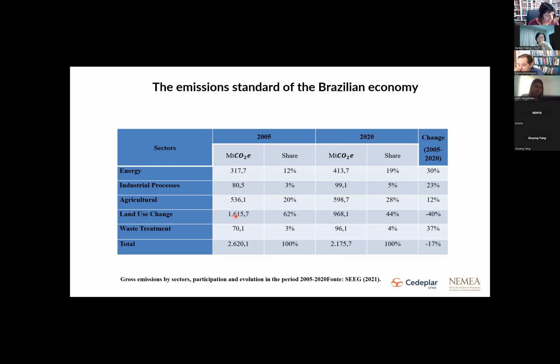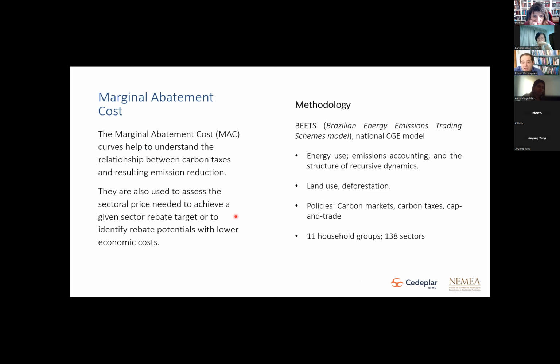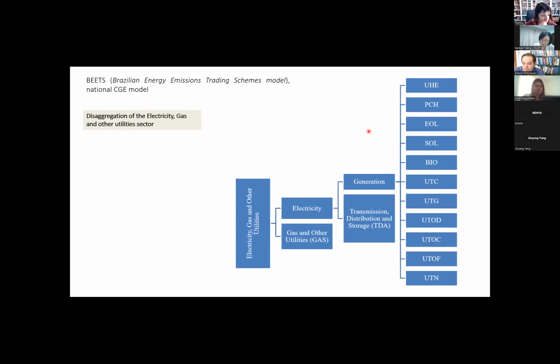So if you take into account how this is working in Brazil nowadays, we can try to see what will be the cost to reduce emissions and try to do some simulation. The marginal abatement cost is very common in the literature to understand the relation between carbon taxes or carbon prices and emissions reductions by sectors. Then we have used our national CGE model to try to estimate how much it would cost sectors to reduce emissions and what would happen if we apply some price change or some carbon pricing. So we have used these models in a thesis.